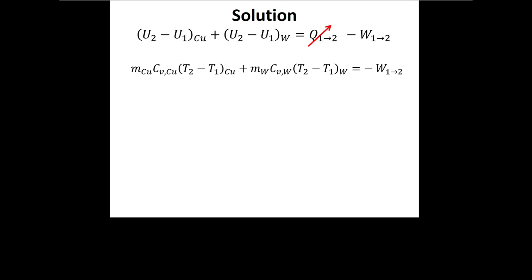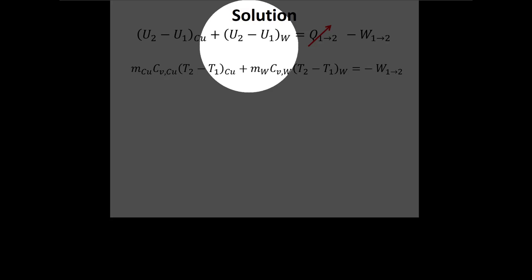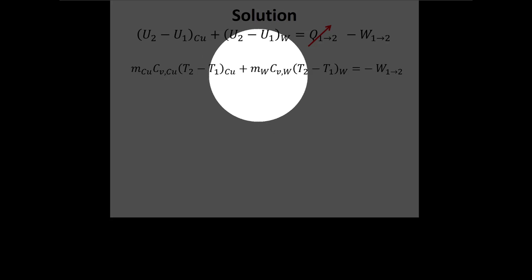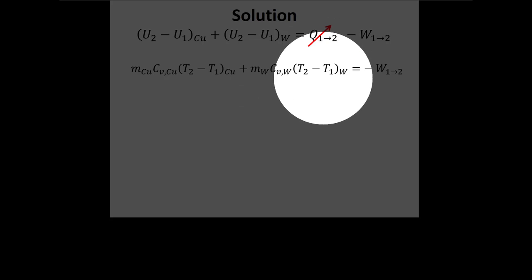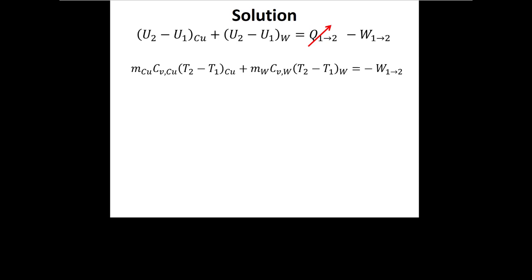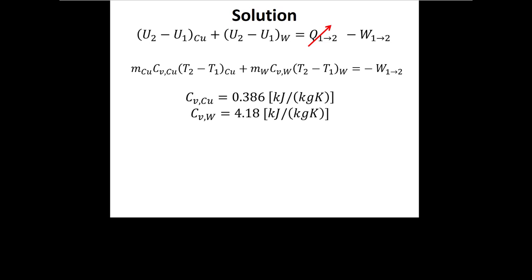Here, we're changing our delta big U terms to the mass of the material we're looking at, multiplied by CV, multiplied by delta T, right? Because the change in the specific internal energy is CV times delta T. So the change in the internal energy is that multiplied by the mass. Here, I look up CV for copper and for water.